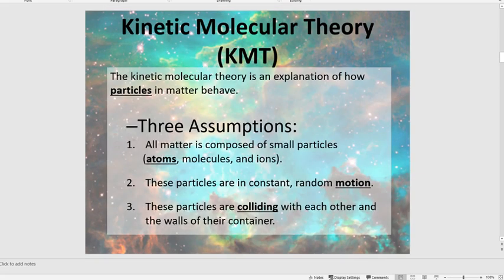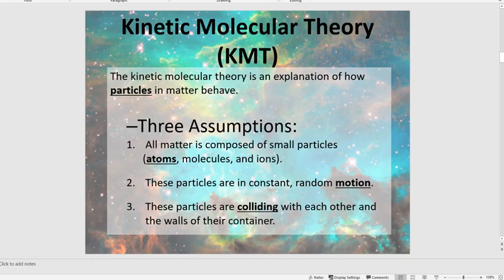The next thing I want to talk about is this big fancy theory that we abbreviate KMT. It is the kinetic molecular theory. It sounds fancy, but really the kinetic molecular theory is just an explanation of how particles in matter behave. There are 3 assumptions that you must know. Number 1, all matter is composed of small particles. We call those particles atoms. When those atoms join other atoms, we could call them molecules or even ions if they have a charge.